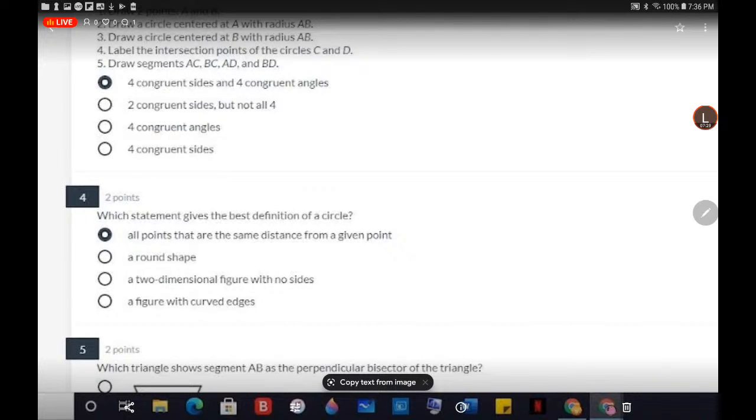Which statement gives the best definition of a circle? All points that are the same distance from a given point. That's true. All points that are the same distance from a given point. And that's right. Nothing wrong with that.